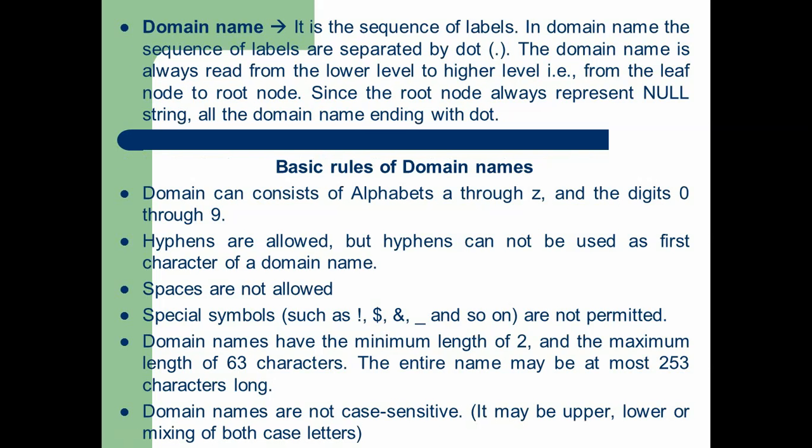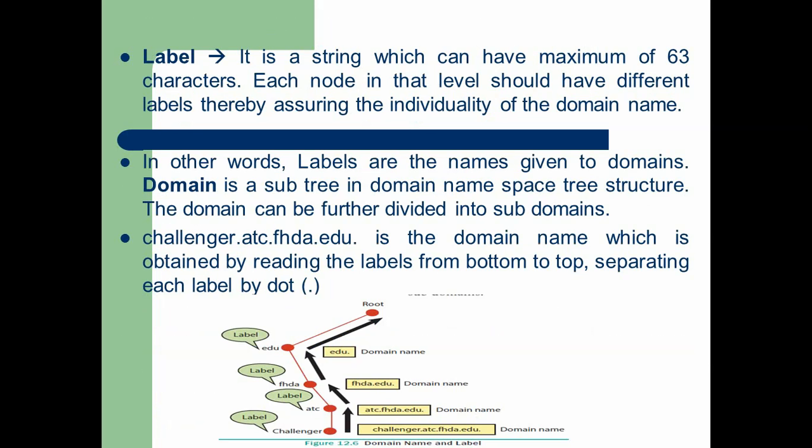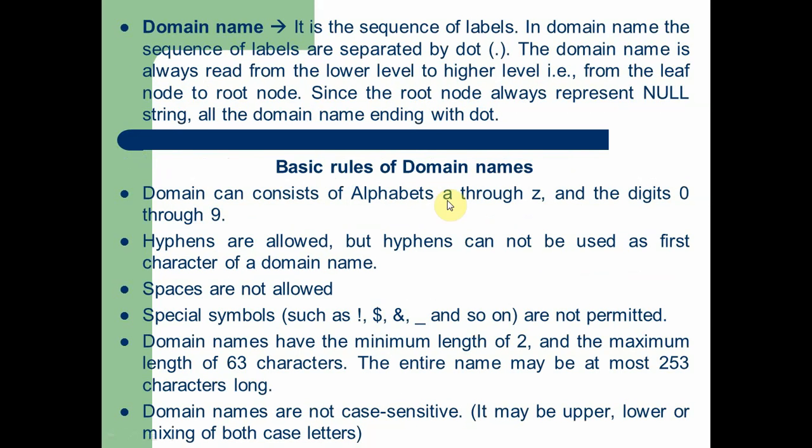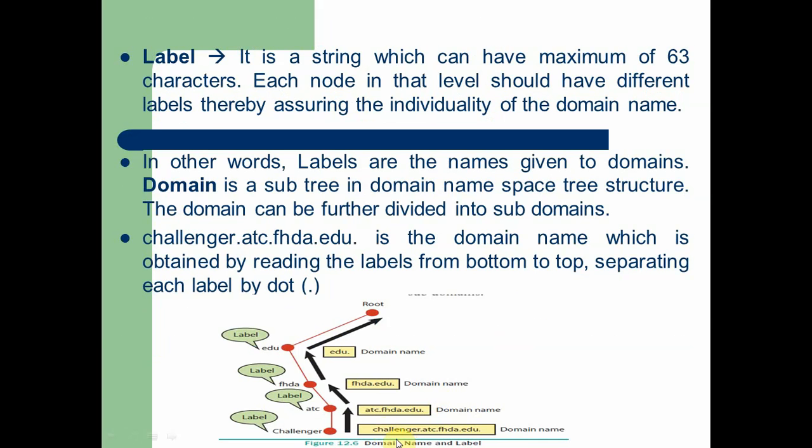Next, a domain name is a sequence of labels. In a domain name, the sequence of labels is separated by dots. So here you can see edu is not a domain name, fhda is not a domain name, atc is not a domain name, challenger is not a domain name. All these components are labels of every node. Each and every node should be arranged and connected by dots, and this arrangement is called the domain name. So a domain name is always read from the lower level to the higher level. Here the domain name of the document is challenger.atc.fhda.edu. Challenger is the bottom, edu is the topmost.